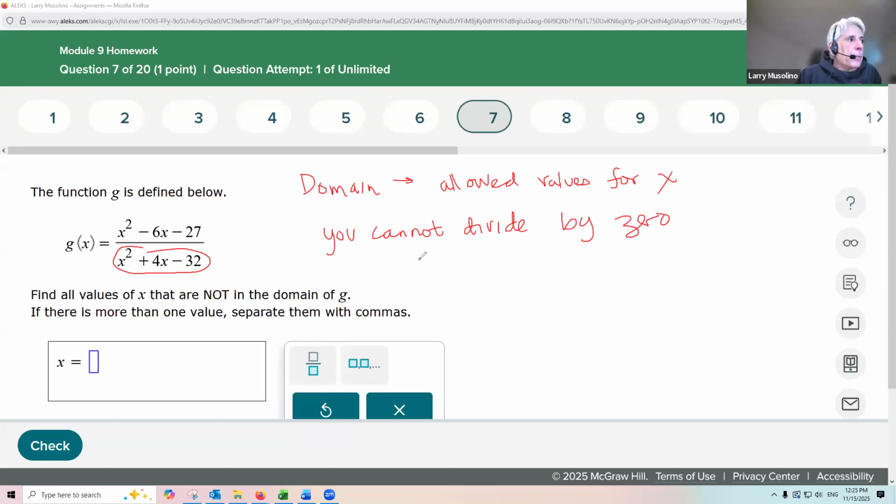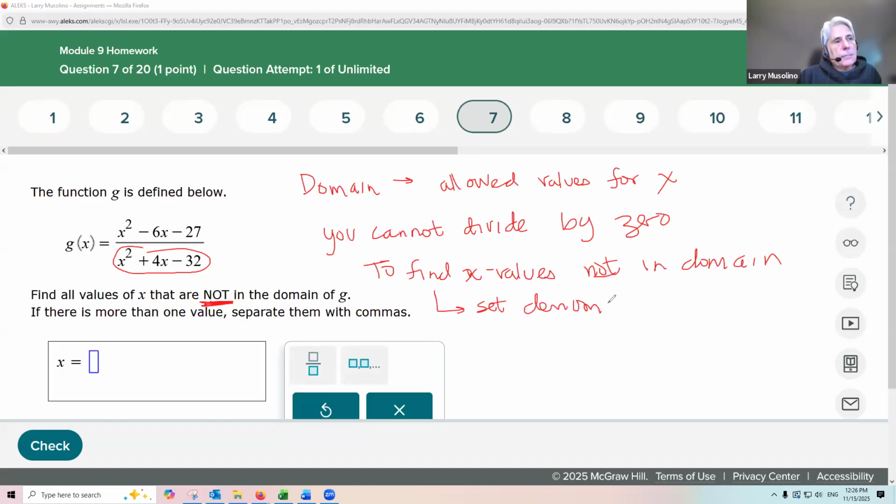So to find numbers, I'll say find x values that are not in the domain. That's the question here. What values of x are not in the domain? To find x values not in the domain, set the denominator equal to 0 and solve for x. All right, let's do it. I'm going to take x squared plus 4x minus 32, set that equal to 0.